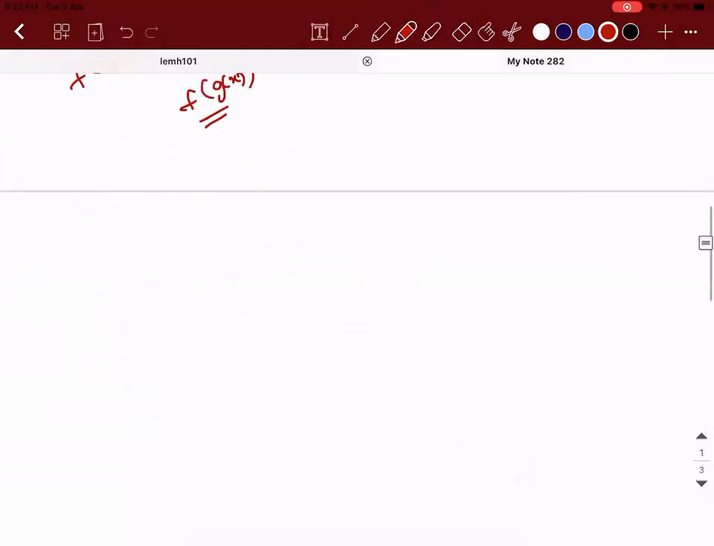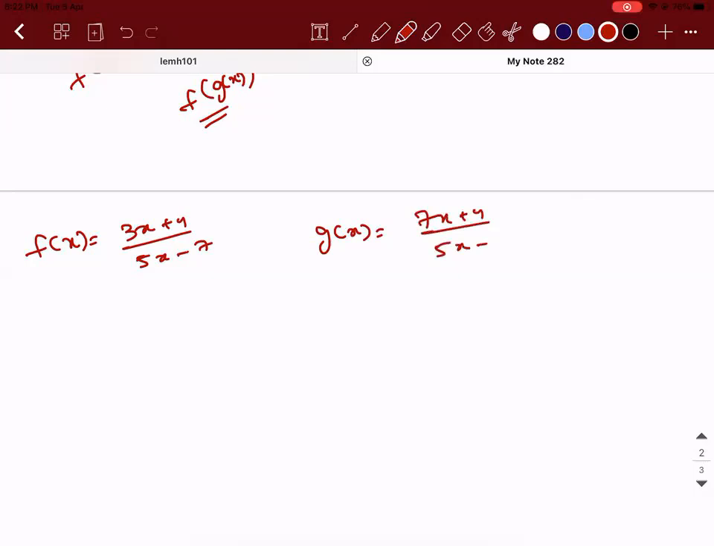So what is the function? f of x, somebody having the textbook, please tell me. f of x is 3x plus 4 by 5x minus 7, and g of x is 7x plus 4 by 5x minus 3. Now see, what is g of f of x? g of f of x is a function mapped from where to where? It is mapped from A to C.